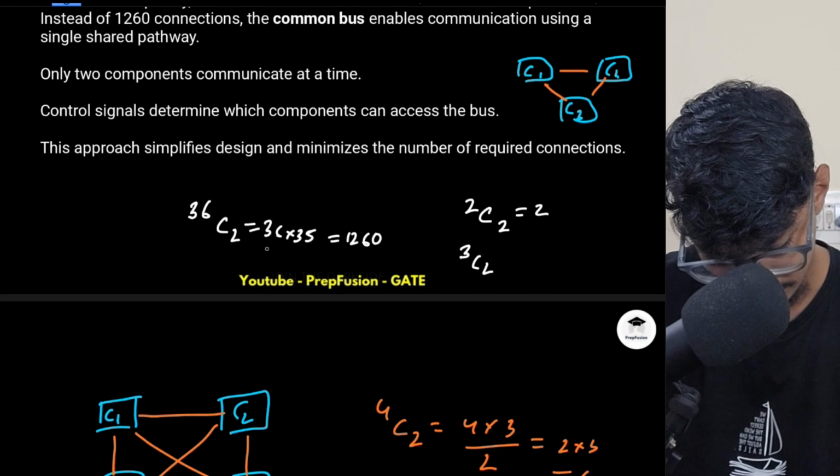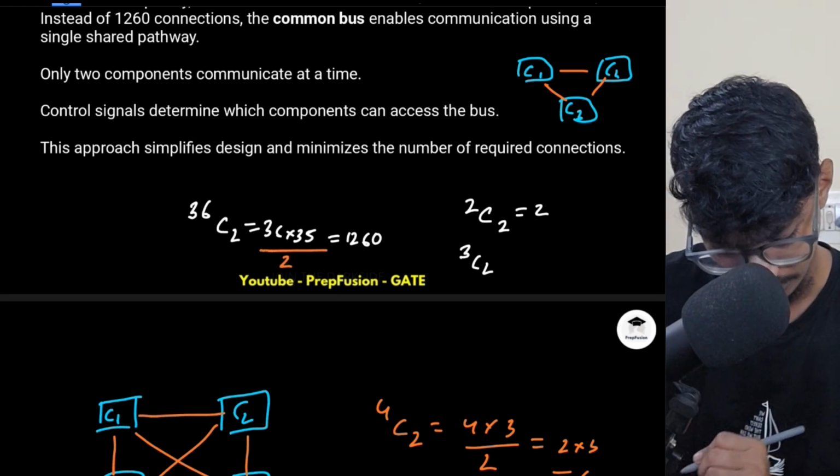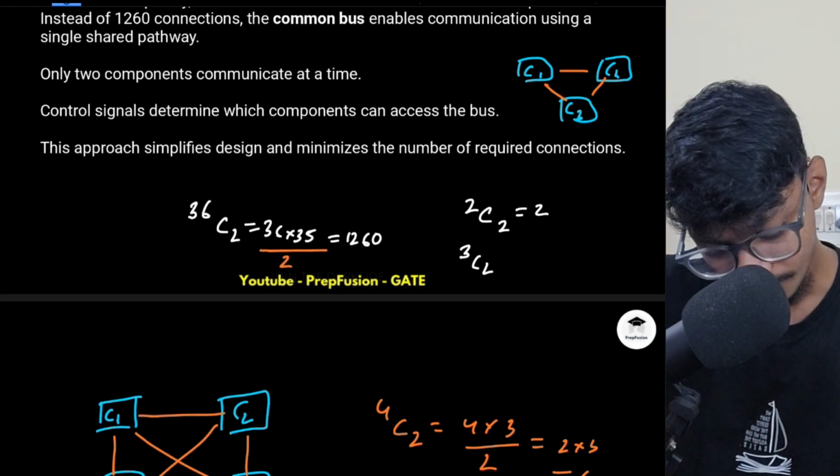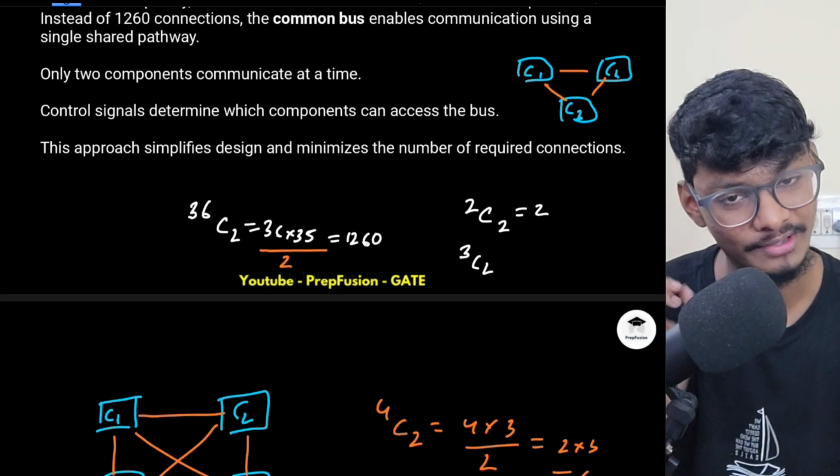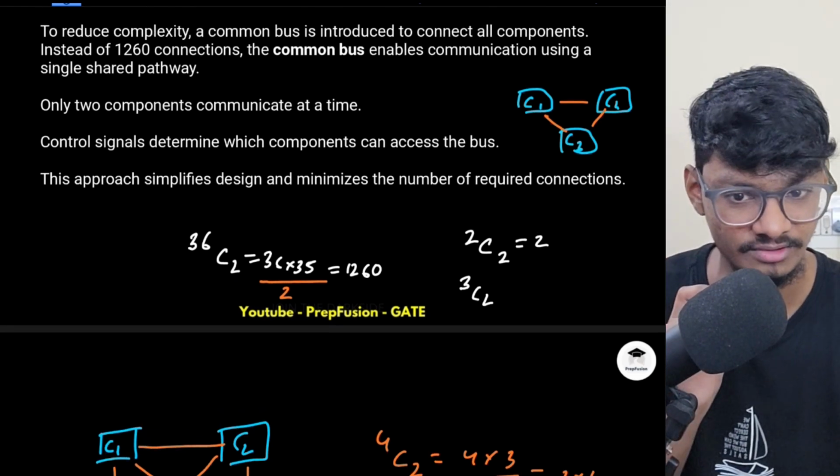So yeah, this should actually be divided by 2 as well. There will be division by 2, so there will be 1260 wires. Can you imagine how many wires that is? That is a huge number of wires.